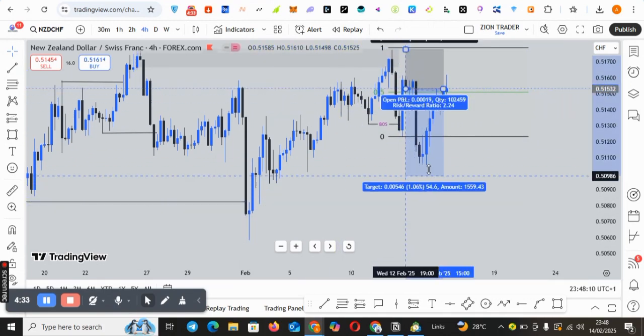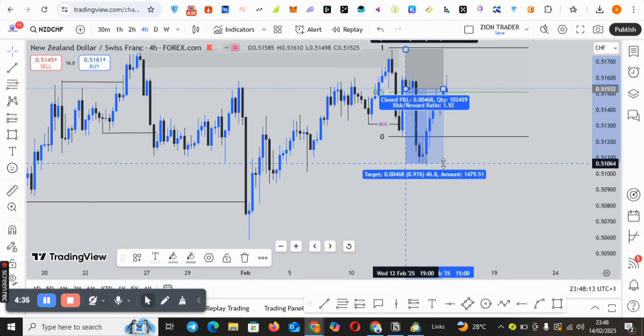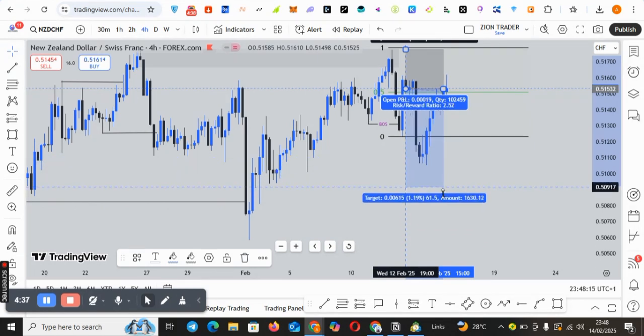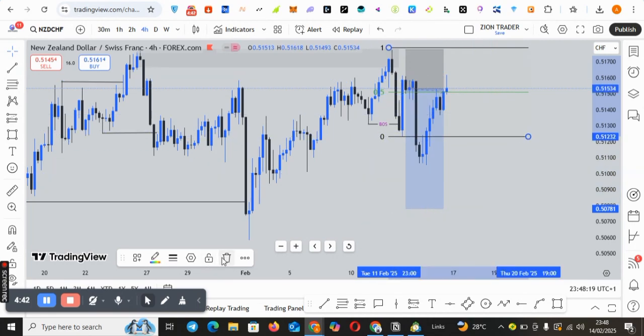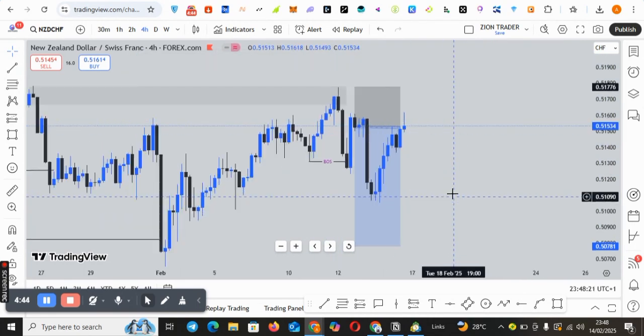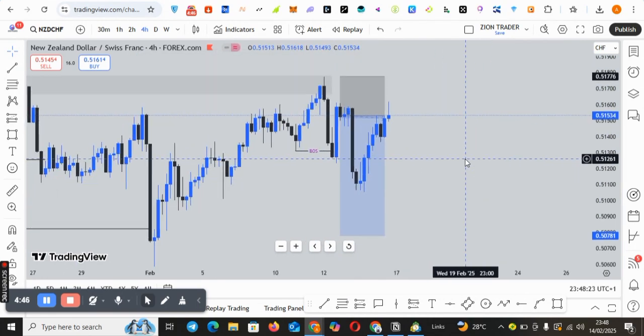But then price got to almost 1:2, and then it reversed, and you can see right here, it took me out on break even because I was already on break even when price got to this point. But right now I can see another good setup right here, which I'm looking to take next week. So let's just see how it goes next week, guys.